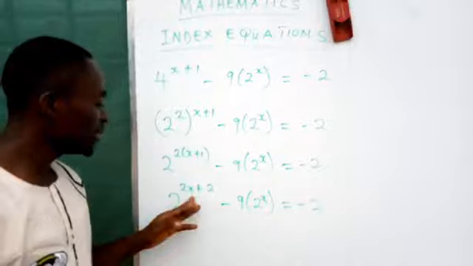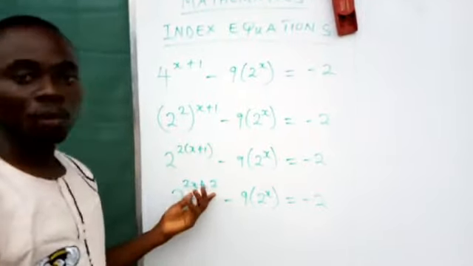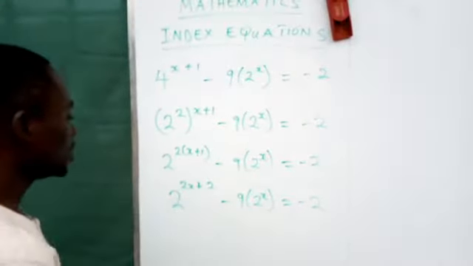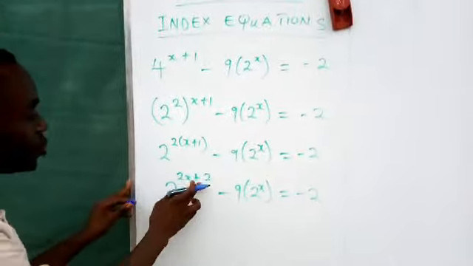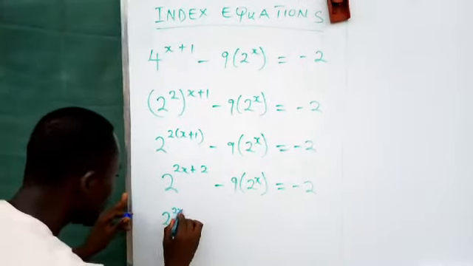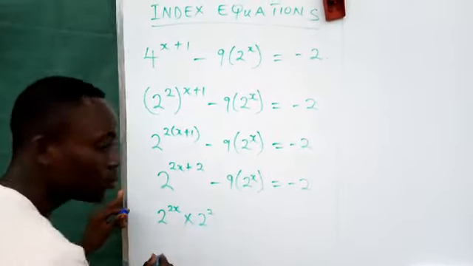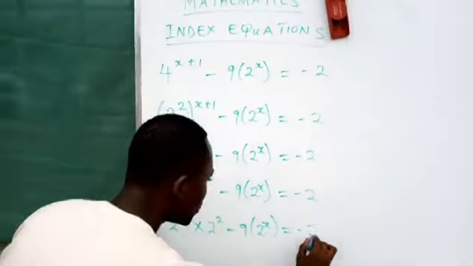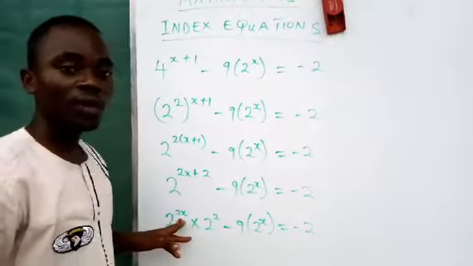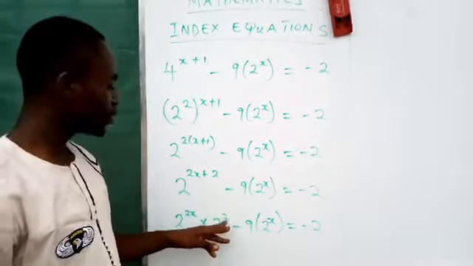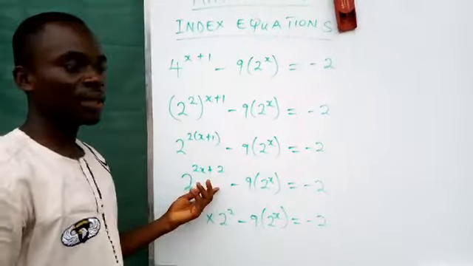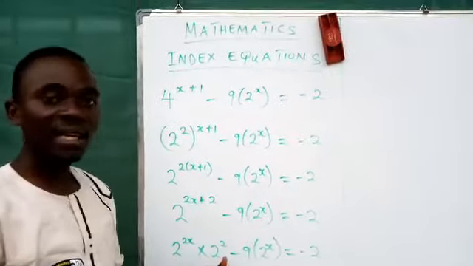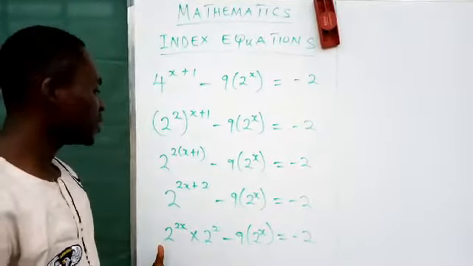So here we are going to split this power. We have a power carrying a sum, which means it can be split by using the multiplication law of indices. So 2 to the power of 2x plus 2 can be written as 2 to the power of 2x multiplied by 2 to the power of 2, then minus 9 into 2 to the power of x equals minus 2. Now 2 to the power of 2x multiplied by 2 to the power of 2 can be simplified to obtain this previous term. It's just a way of splitting it so that we can add up or simplify the like terms and move on with the process of solving this equation.